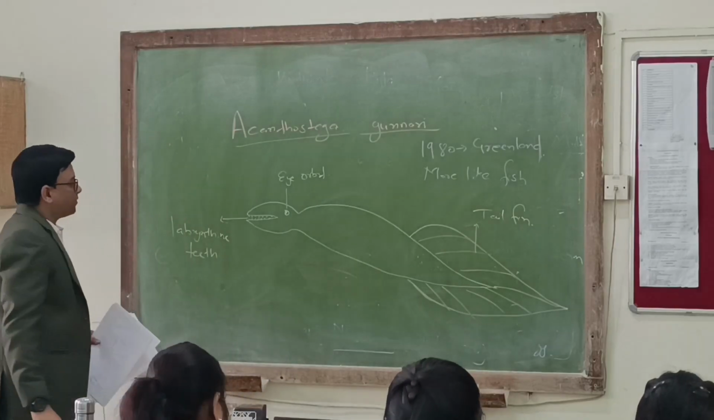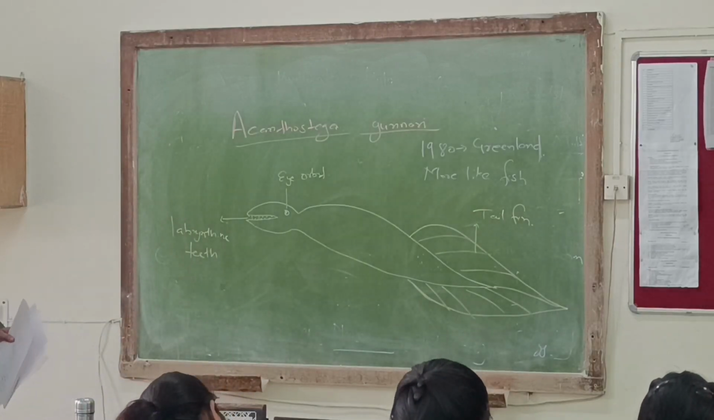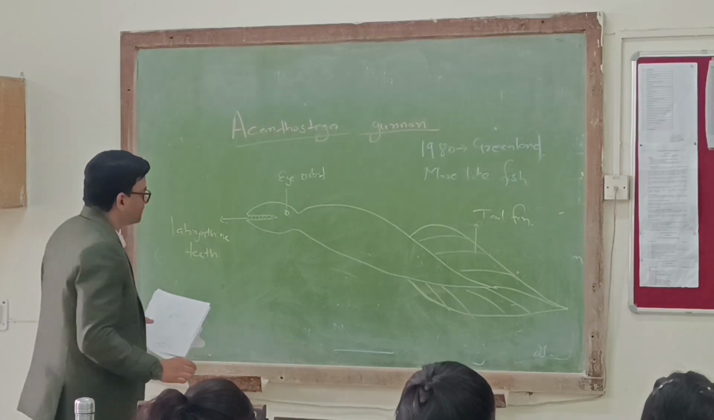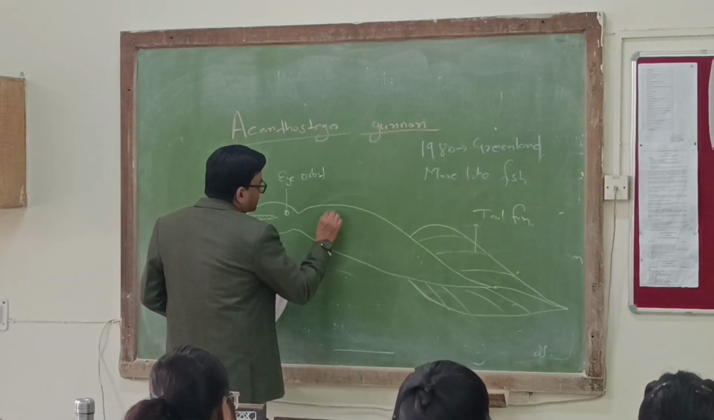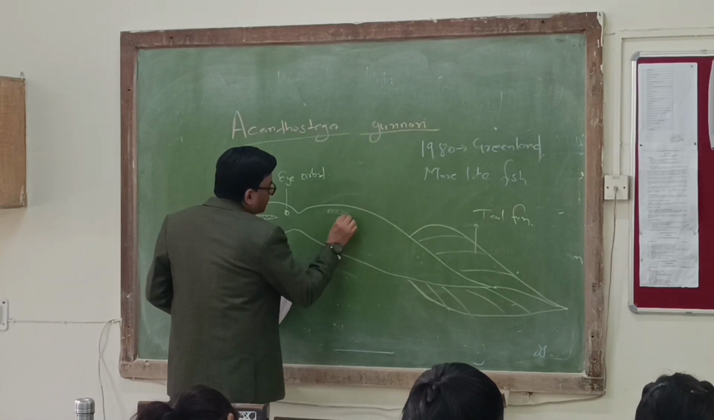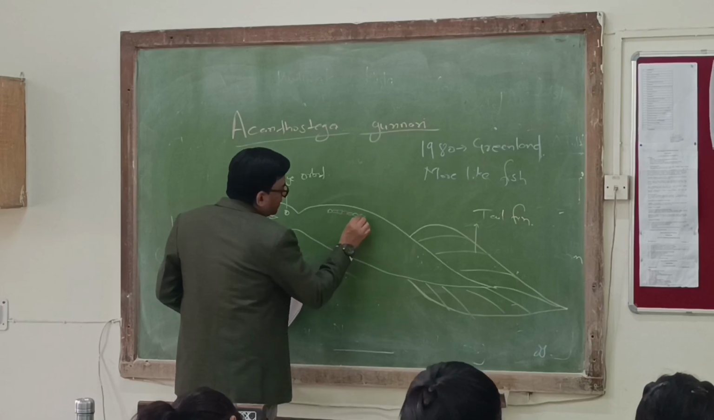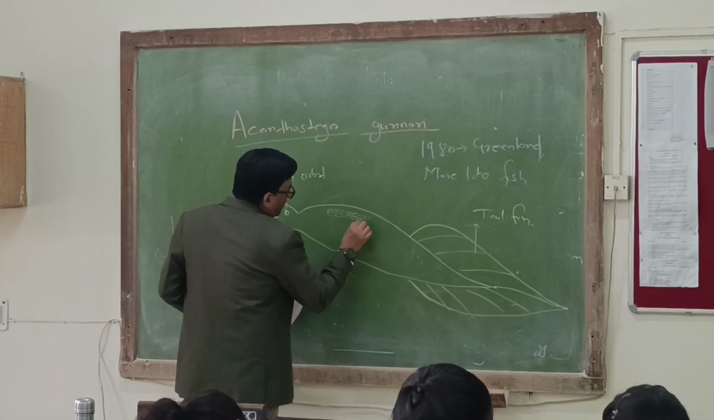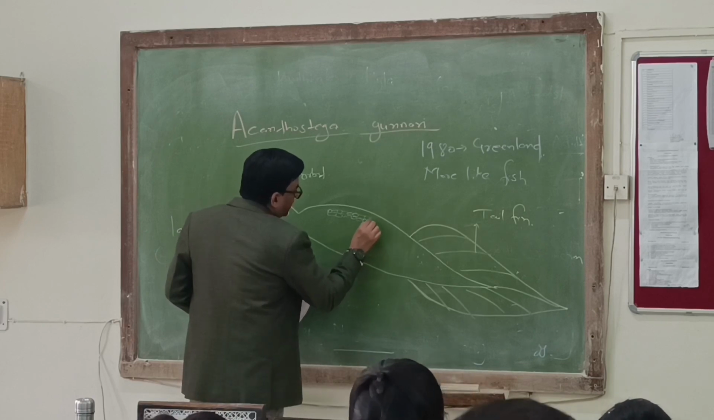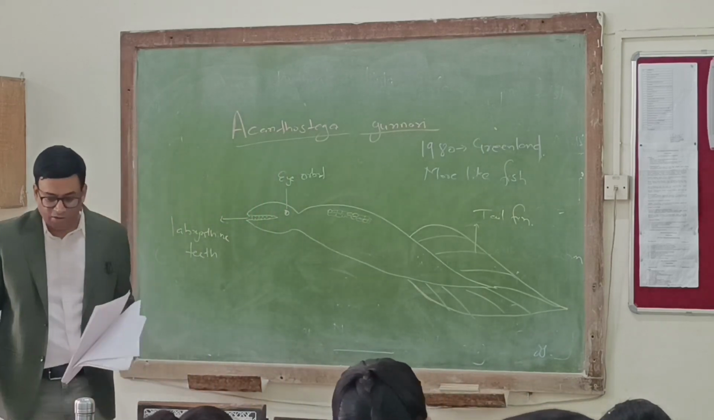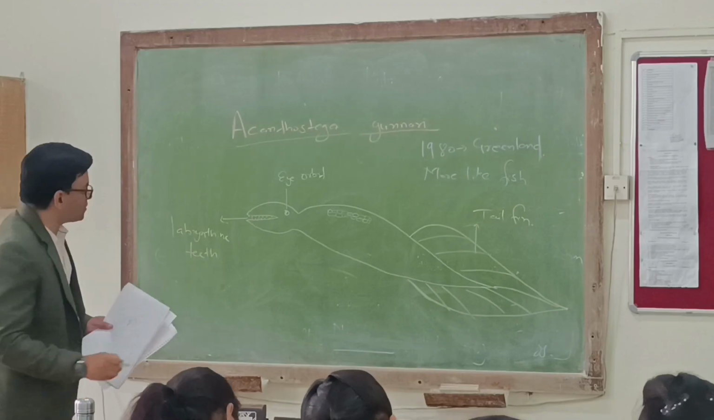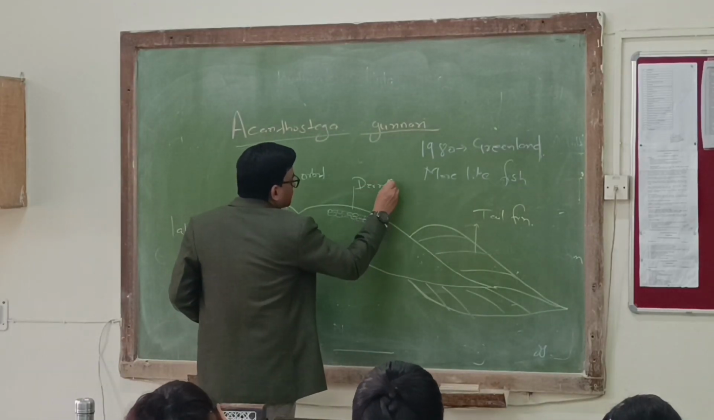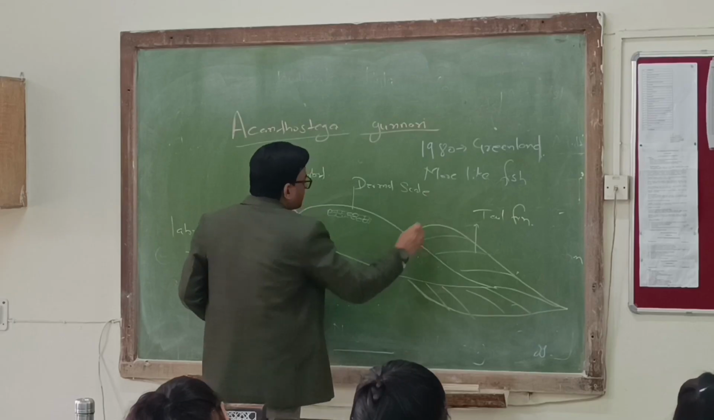So Acanthostega gunneri, found in 1980 near Greenland, is more like a fish and has dermal scales. Now the presence of dermal scales is again a fish character, not an amphibian character. So fish-like body, fish-like tail, caudal tail, and the presence of dermal scales, all these are fish characters.